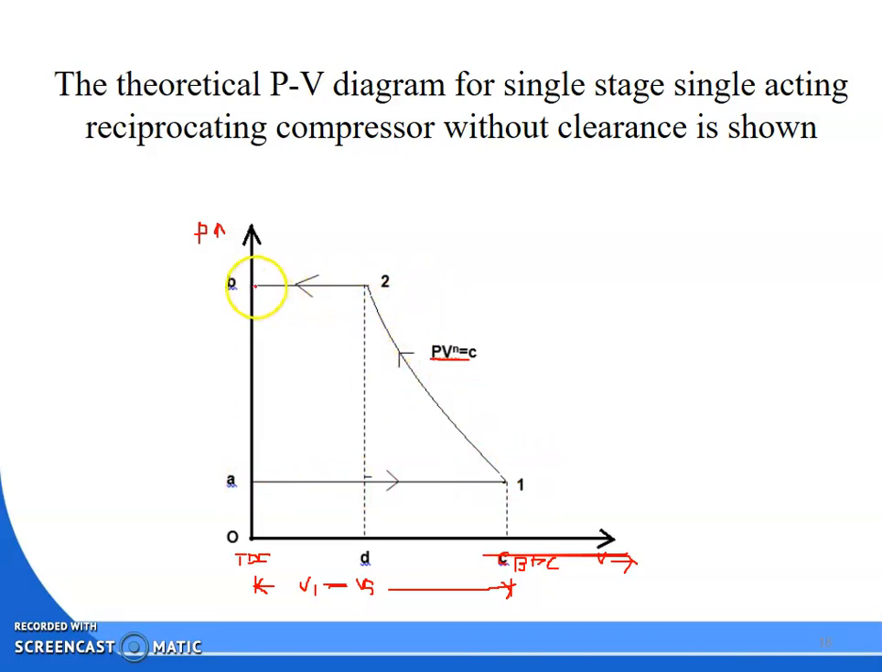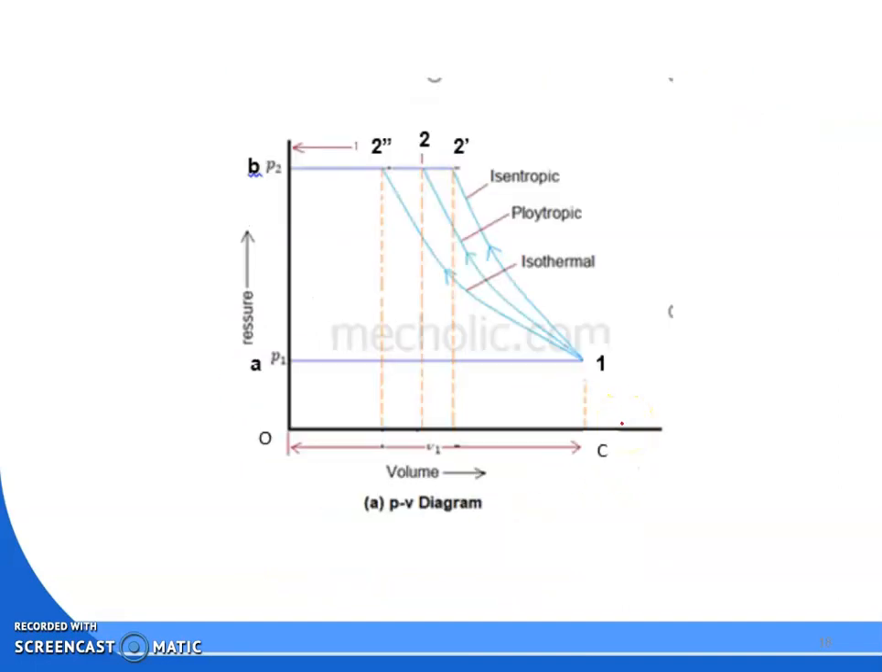So if I add the 2 to B area, 2 to B, B to O, O to D, D to 2, plus the 1 to 2 area, 2 to D, D to C, C to 1, and if I subtract the area A to 1, 1 to C, C to O, O to A, then we get the area under 1 to 2, 2 to B, B to A and A to 1. Is that clear?